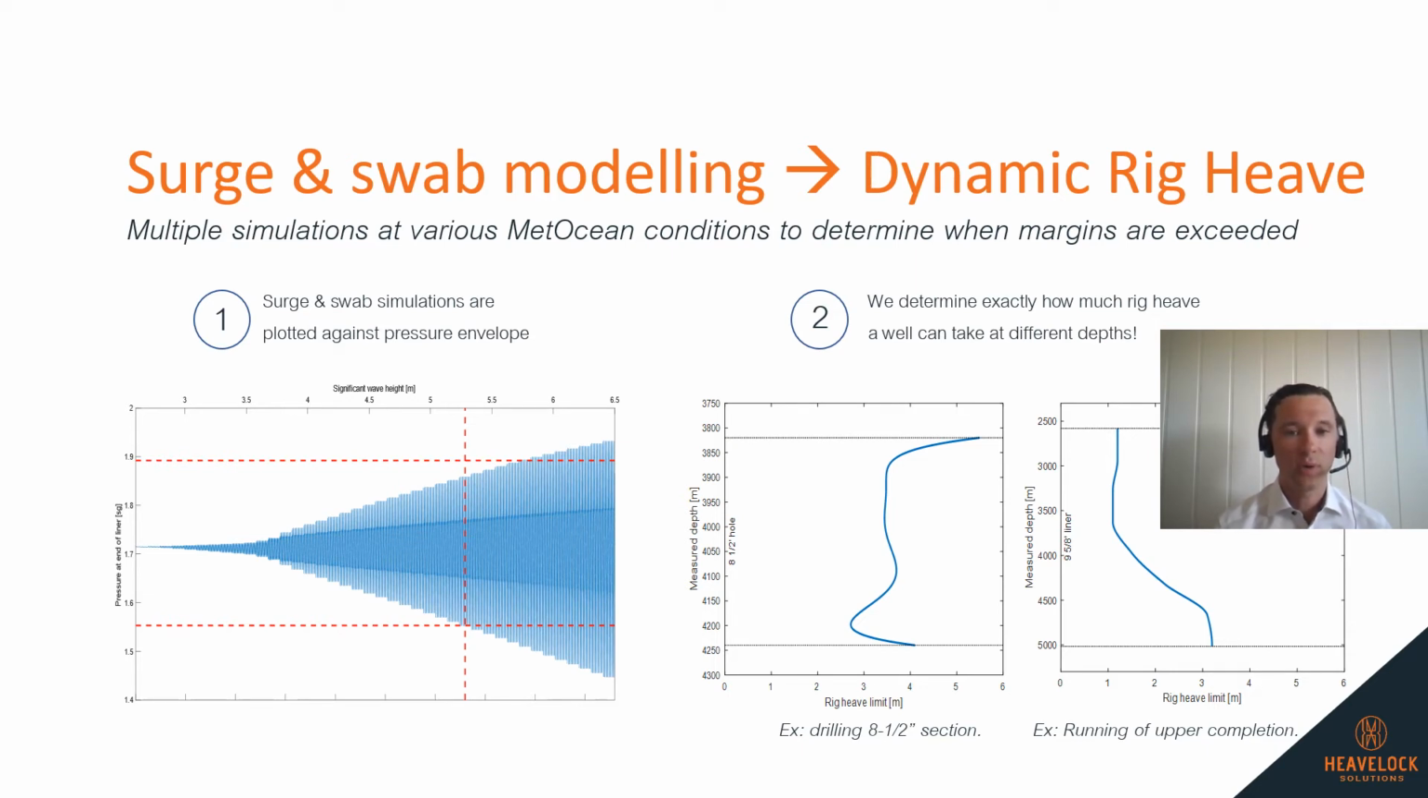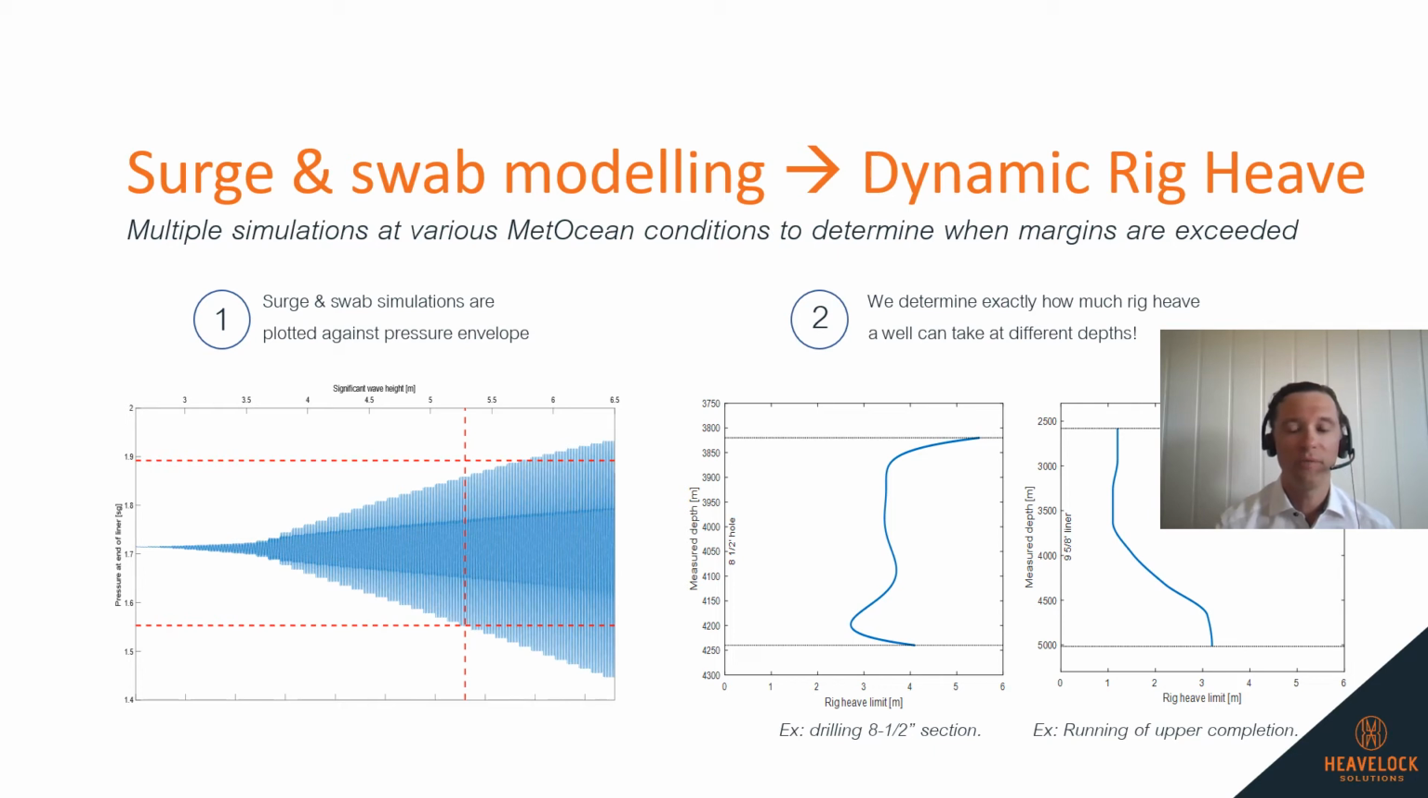interferes with one of the well pressure margins. So this is what's illustrated in this graph to the left. You have simulations with increasing surge and swab, which start at the mud weight line, and when the surge and swab in this case intersects with a lower pressure margin, this is what your rig heave limit is at that depth. And to the right, you can see a couple of examples of what we call a dynamic rig heave.